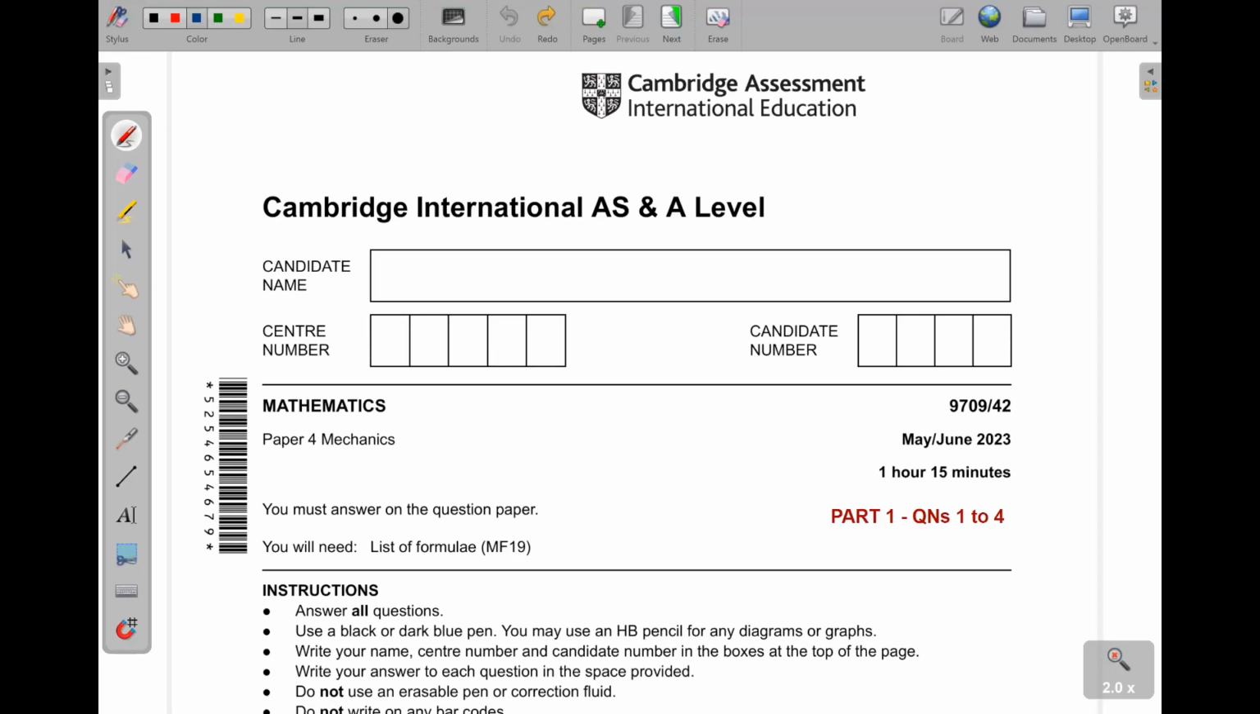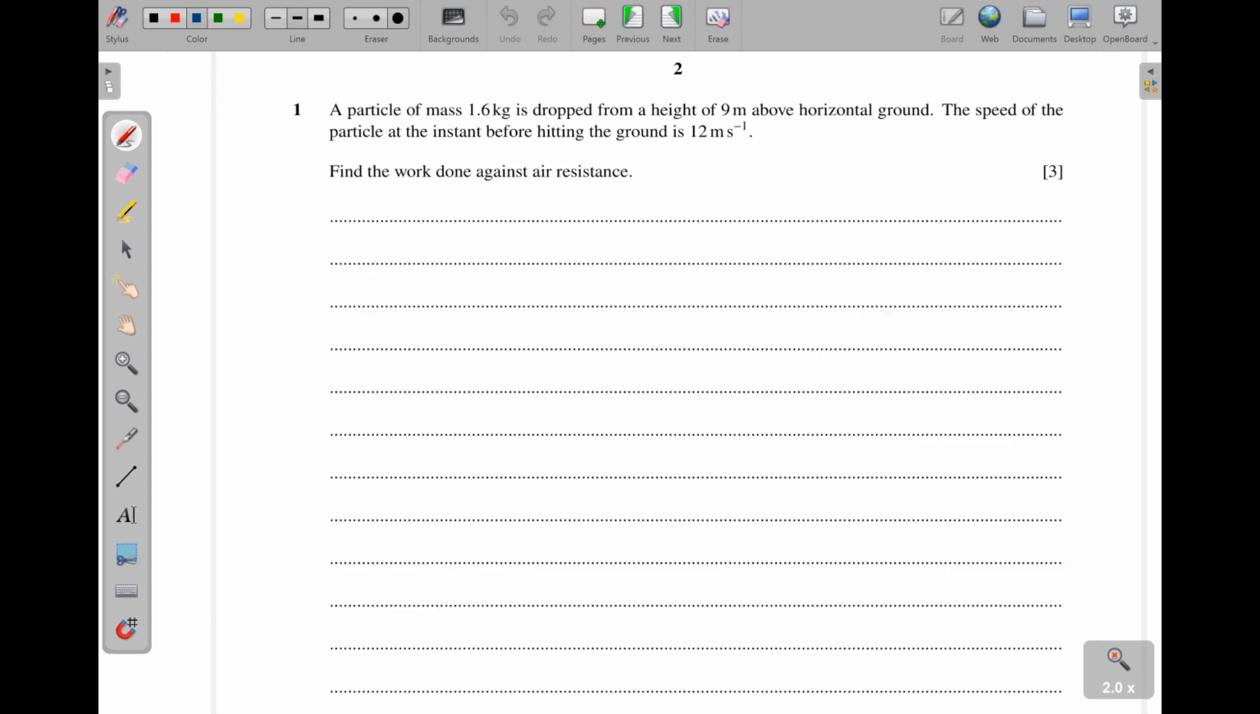This is Teacher Simon taking you through Cambridge International AS and A-Level Mathematics for May/June 2023, paper 4-2, for questions 1 to 4. Question 1: a particle of mass 1.6 kilograms is dropped from a height of 9 meters above the horizontal ground. The speed of the particle at the instant before hitting the ground is 12 meters per second. Find the work done against resistance.